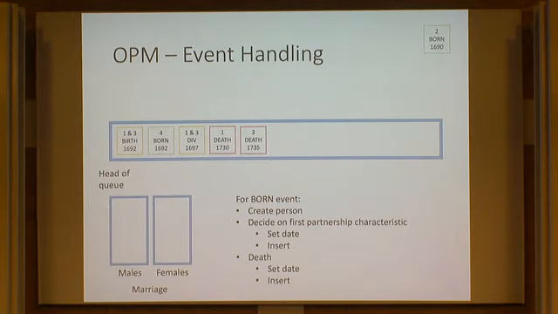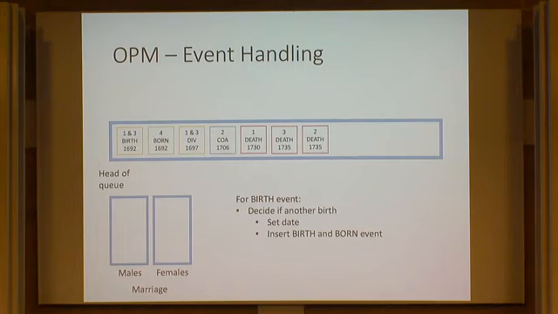Yes. So again, we're handling a born event, and this time we've actually decided this person is going to be single, and so we've just inserted a coming of age event into the queue. This is something I'll explain in a minute when we get to handling an event. Again, for the person being born, we've inserted a death event, and then we've got a birth event at the head of the queue for the first time.